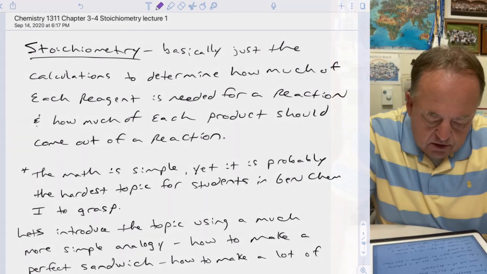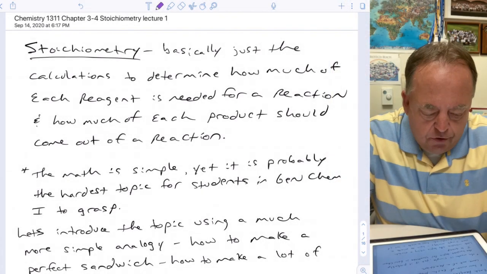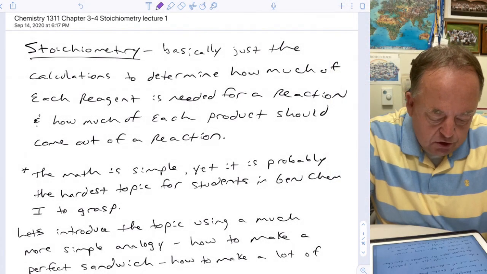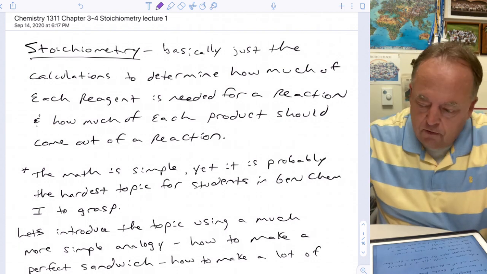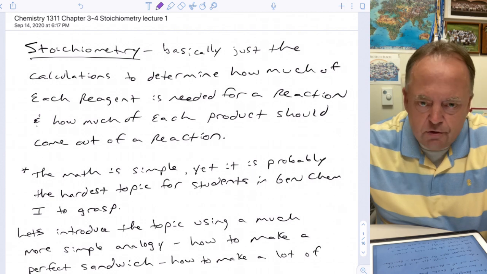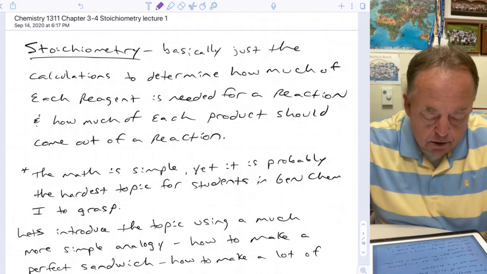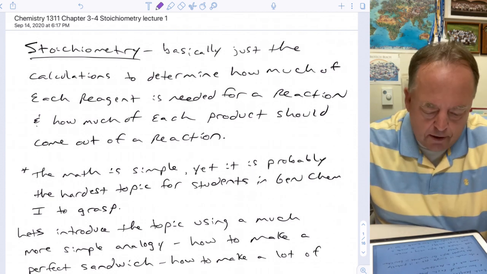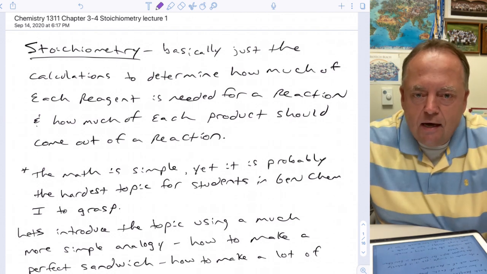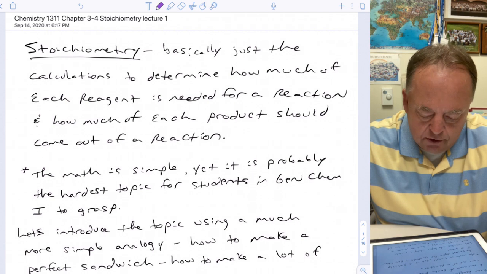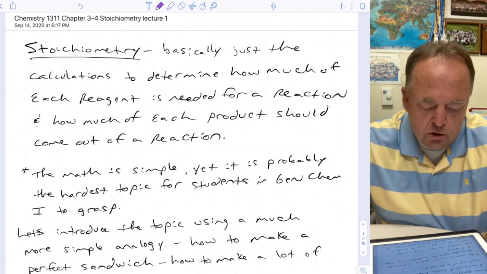Okay, so this is the fourth lecture out of chapter 3. In this lecture, we cover this concept of stoichiometry. For most students in general chemistry, this is the hardest material to wrap their minds around. It's really not that difficult once you understand the concept, but getting to that point can be a struggle for students.